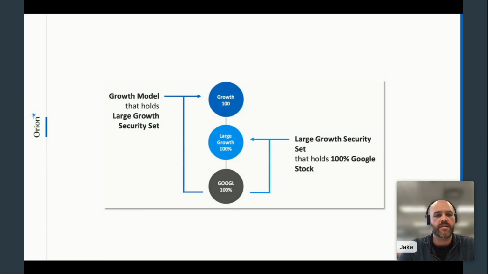So this is an example of what we would refer to as a simple model. It really only has one security set. Other than the name of the security set being large growth, it doesn't have any sort of asset information or allocation or classification information built in here. All it's telling me is that it's a growth model.